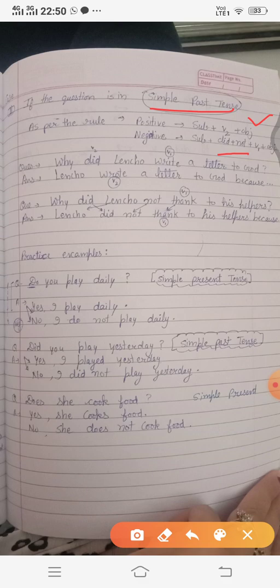But in the simple past tense, if the question is with did, we have to take care. We can only use the second form of the verb. For example, why did Lencho write a letter to God? Okay, you need to take care. The word did is over here and the first form is here. So this question is in simple past tense. So how will it impact the answer? This first form will change into second form. Lencho wrote a letter to God because.